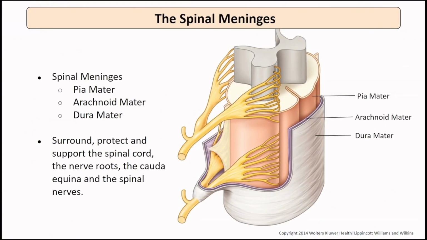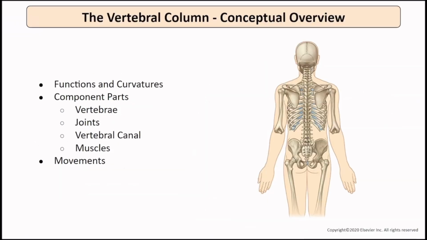The spinal cord and the nerve roots are covered in 3 layers of meninges called the dura mater, the arachnoid mater, and the pia mater. These membranous layers surround, protect, and support the spinal cord, the nerve roots, the cauda equina, and the spinal nerves.